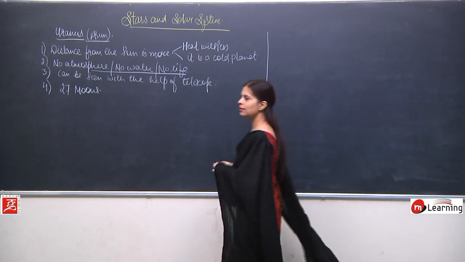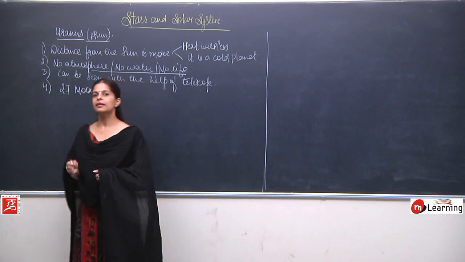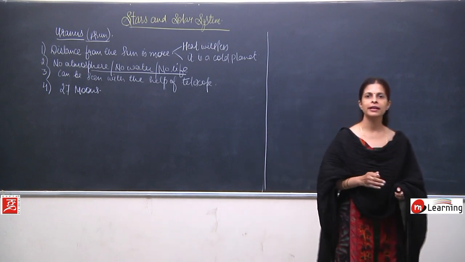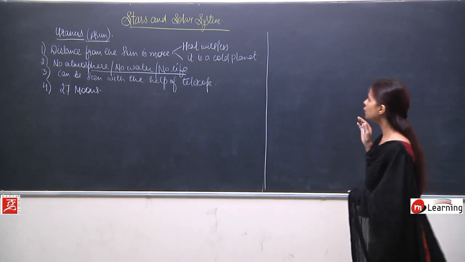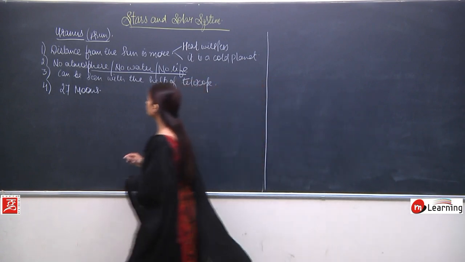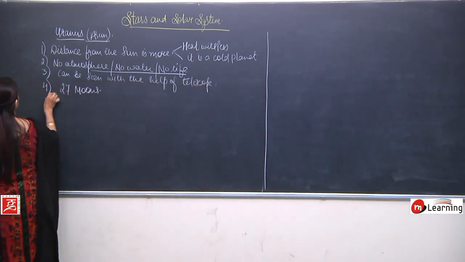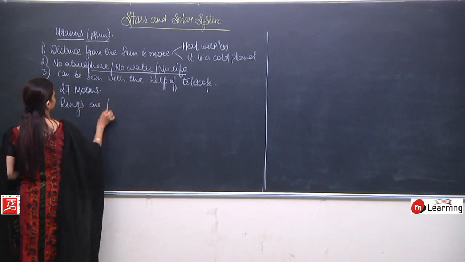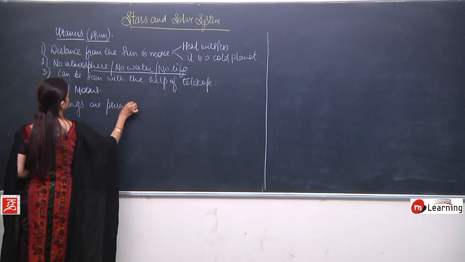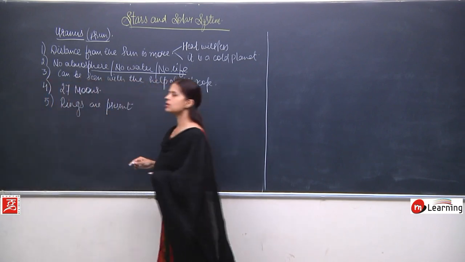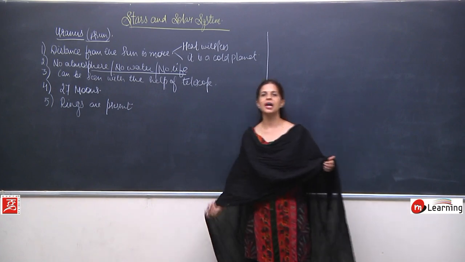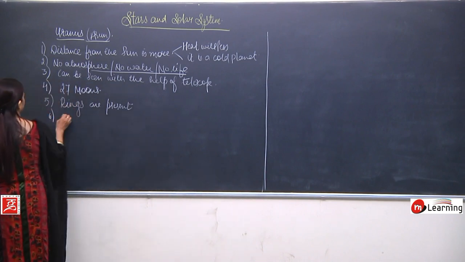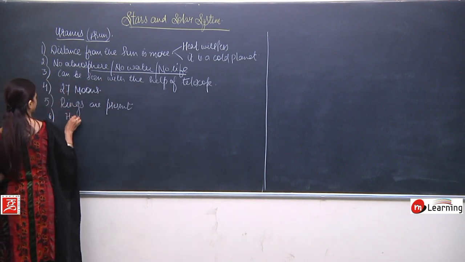Now, when we were talking about Saturn, we discussed that the presence of rings is a very special characteristic of Saturn. It's a very peculiar characteristic, but even Uranus has got rings. So, the rings are present. Now, this one is also a big planet. It is a giant planet. I can write over here, this one is also a giant planet, very big planet, huge planet.